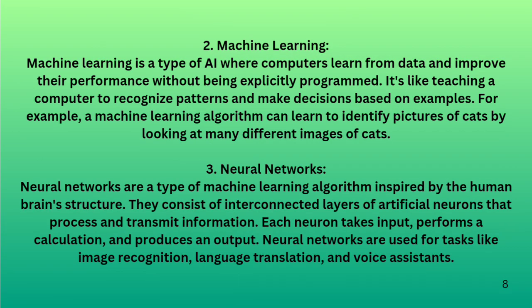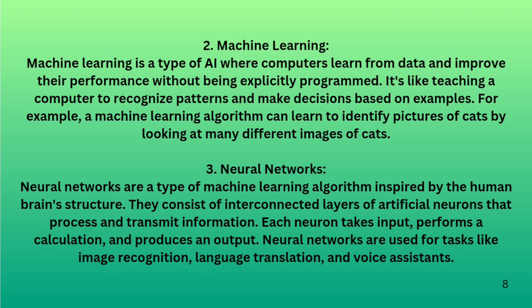2. Machine learning. Machine learning is a type of AI where computers learn from data and improve their performance without being explicitly programmed. It's like teaching a computer to recognize patterns and make decisions based on examples. For example, a machine learning algorithm can learn to identify pictures of cats by looking at many different images of cats.